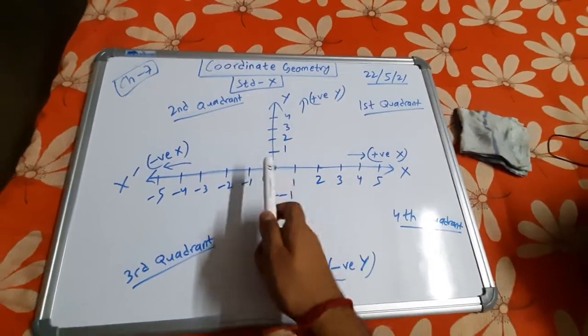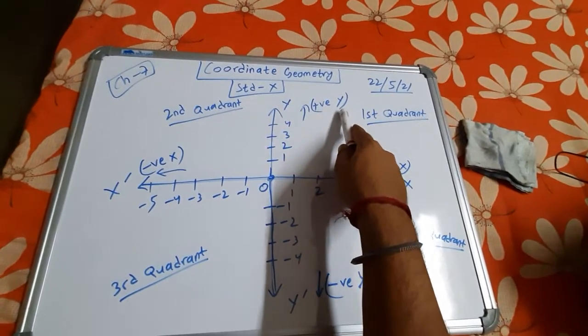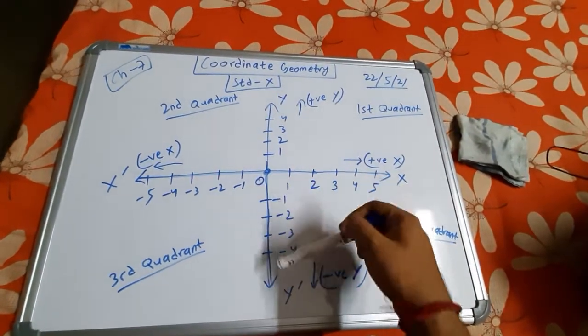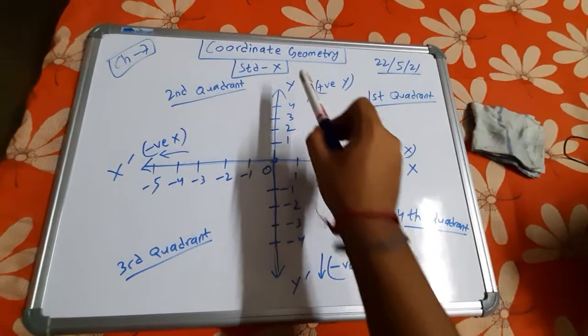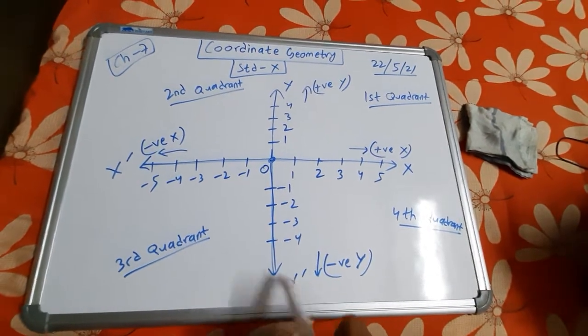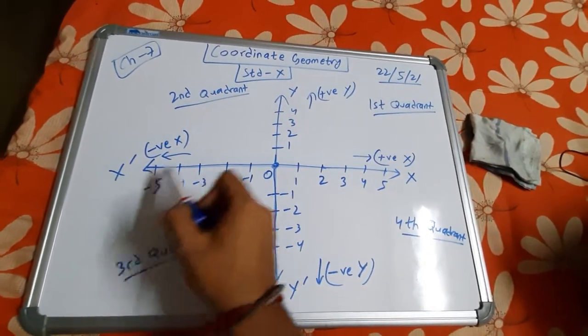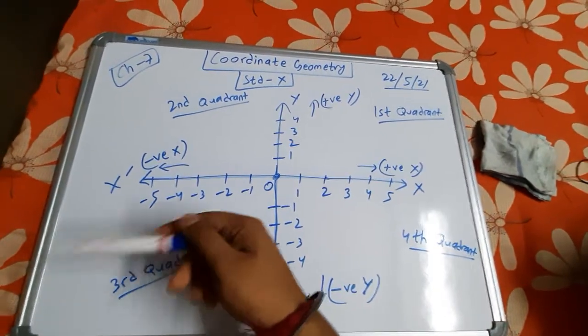Now from the origin, if you go upwards, you will get positive values. This section is known as positive y, and from the origin if you go downwards, you will get negative numbers. That means this section is known as negative y. This is y, this is y dash. Negative means dash, that's why I have given a dash here also, because negative always denotes a negative portion.